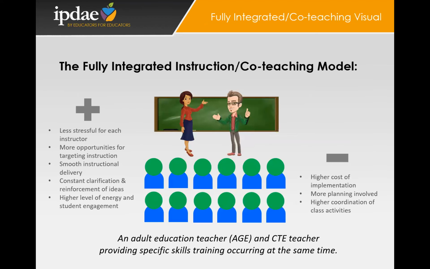Let's look at this visual of the fully integrated model. In this model, an adult education teacher and other qualified individual provide specific skills training, both occurring at the same time. There are pros and cons to the model. Some of the pros include that it's less stressful for each instructor. There are more opportunities for targeting instruction. It leads to a smooth instructional delivery. It provides for constant clarification and reinforcement of ideas, and there's a higher level of energy and student engagement.